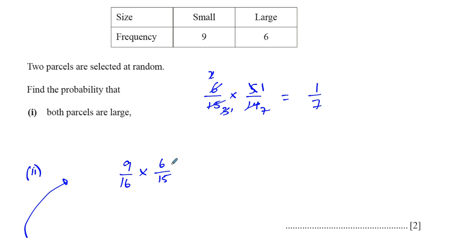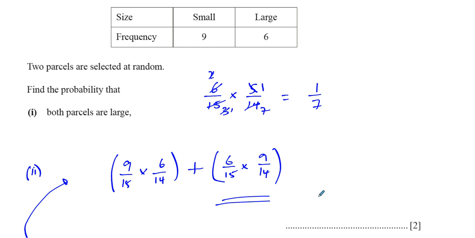However, the question doesn't say the first one is small and the second one is large. It could also be another outcome, where the first one is large, which is 6 over 15, and the second one is small, 9 over, sorry, what am I doing? That should be 15 and 14. Okay, it's 15 and 14. And the same thing here, that's 6 over 15 times 9 over 14.